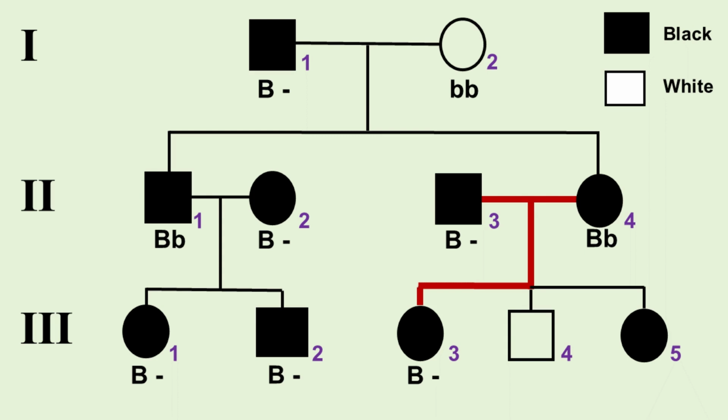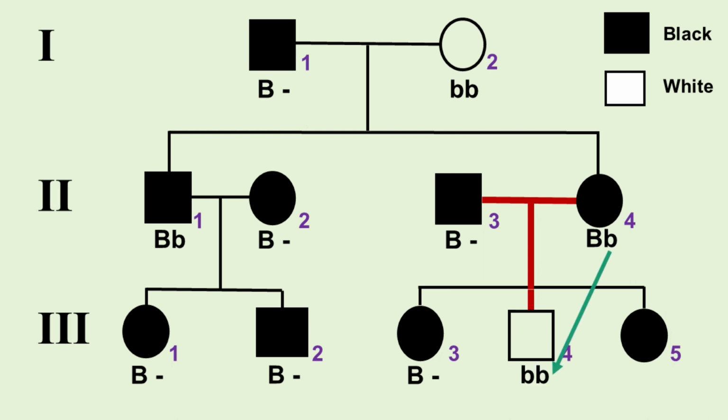Moving to III3, we are getting to another family, whose path to its parents is in red. III3 is the offspring of different parents: II3, a B dash, and II4, a black heterozygote pig, just like the two previous pigs, II1 and II2. III3 is also B dash, as we only know it's black and can't determine what the second allele can be.